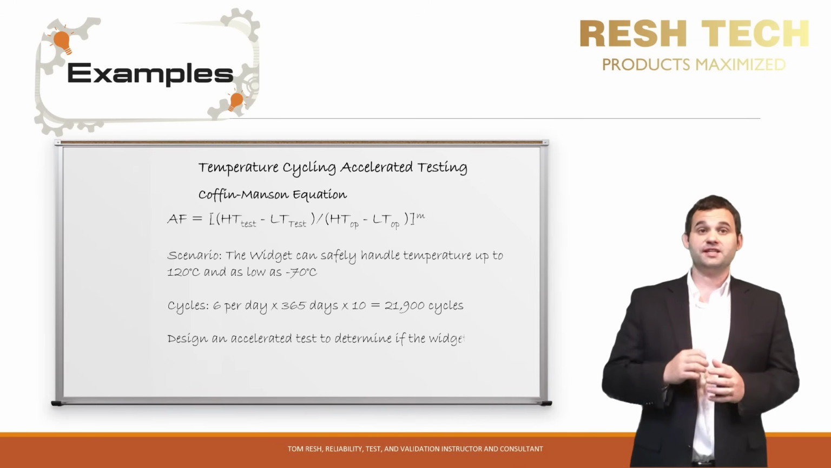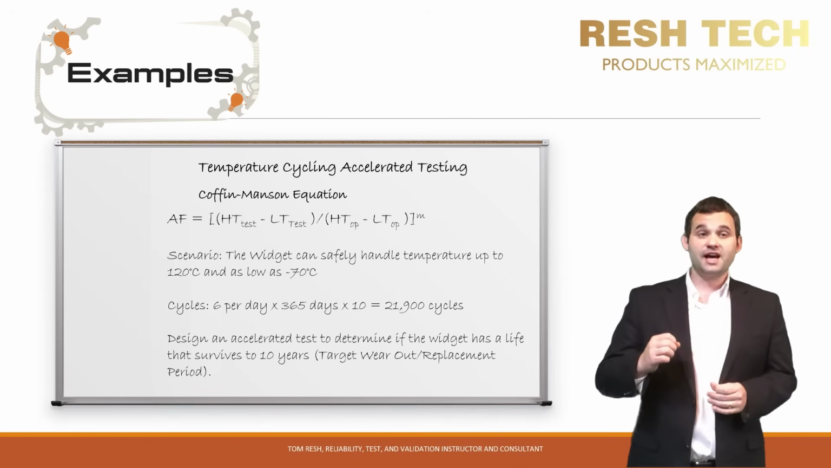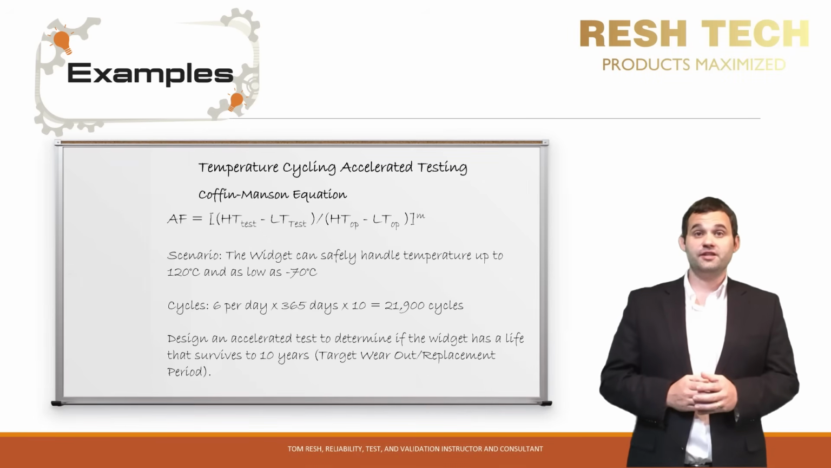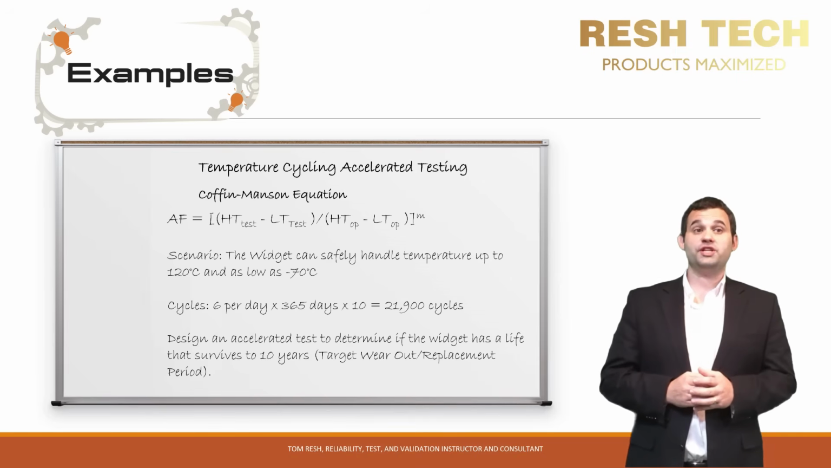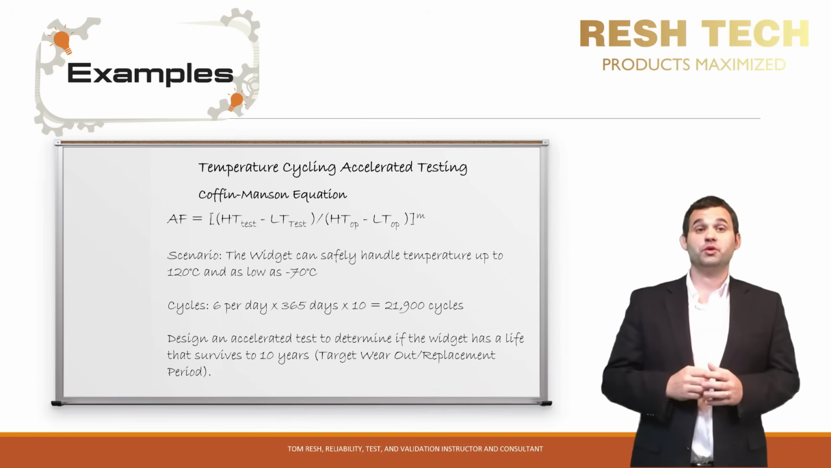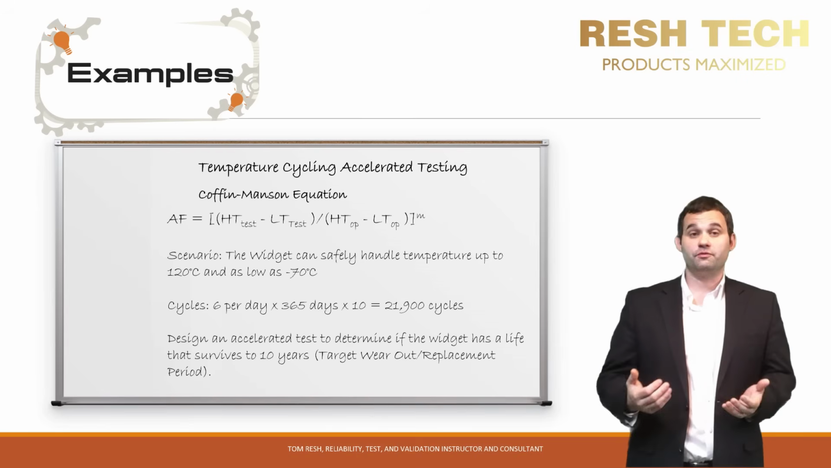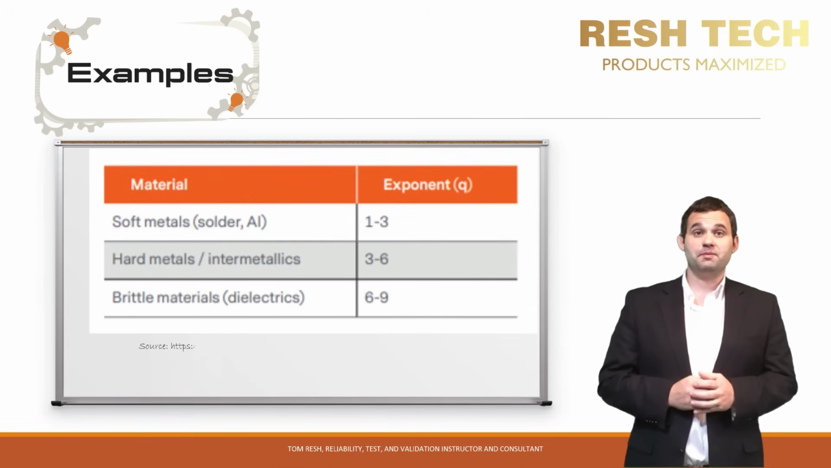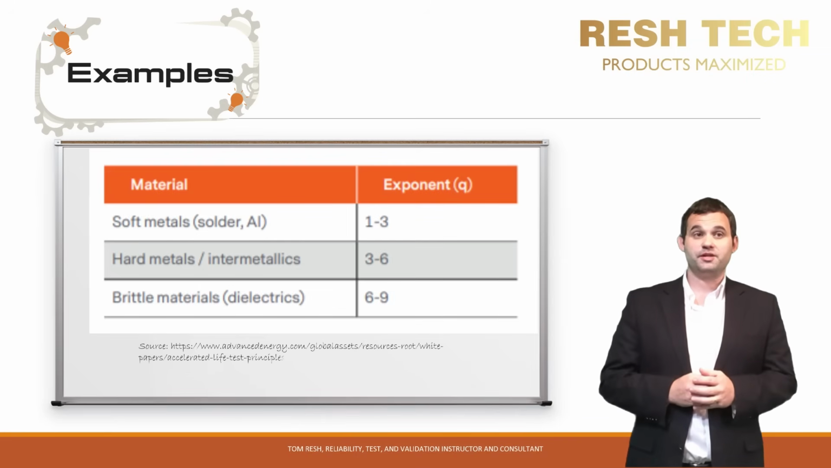The amount of test cycles we need to test for can be found by multiplying 6 cycles per day times 365 days times 10 years, which comes up to 21,900 cycles. Design an accelerated test to determine if the widget has a life that survives 10 years, which is the target wear-out replacement period. We need to know the Coffin-Manson exponent, or the mechanical fatigue due to thermal stress value for your system. Pictured is an example of a table for a range of exponent values based on material properties.